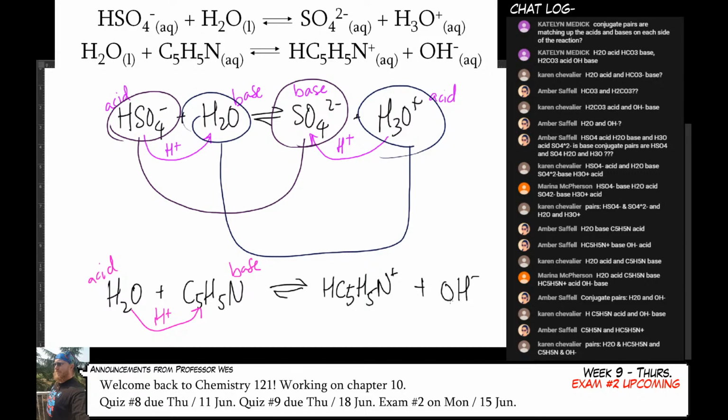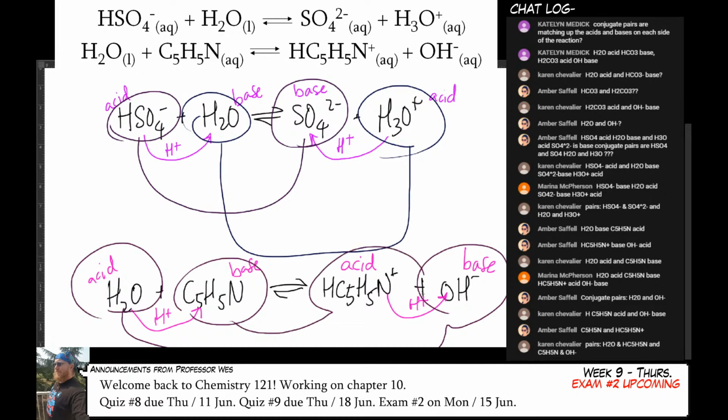Then over here, we got to turn our hydroxide back into water, so it's going to need an H+, meaning that it's a base. It must get it from pyridinium, which is the acid. And then we can link our conjugates together. Here is a conjugate, and here is a conjugate. There you go. Hopefully you did good.